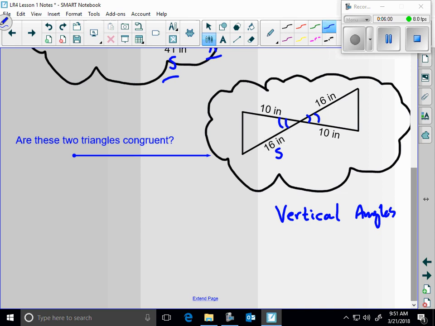Therefore, I have a side congruent to a side, another side congruent to another side, and the angles in between them. So I have side angle side, which is a congruence conjecture that we just talked about, via vertical angles. I have used vertical angles to show that I have side angle side congruence.